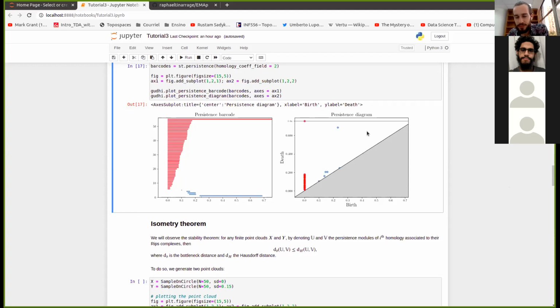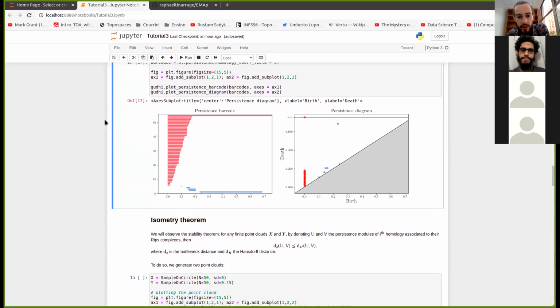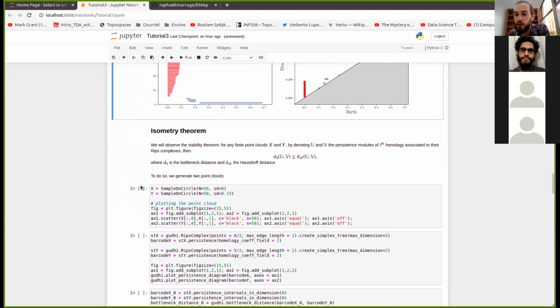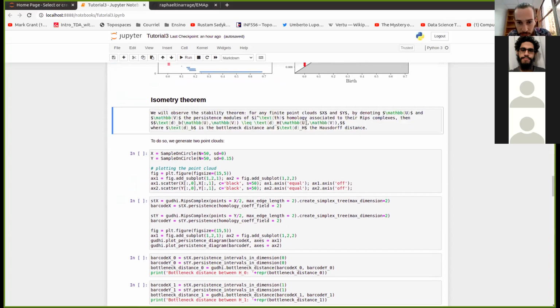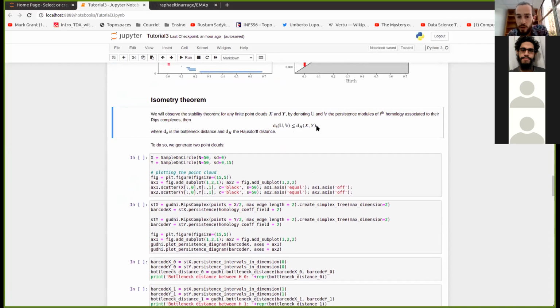Okay. Let's continue. So the last experiment I'd like to show you. Here I want to observe the isometry theorem. Remember that the isometry theorem states that the bottleneck distance between persistence modules is lower than the Hausdorff distance between the sets from which they come.